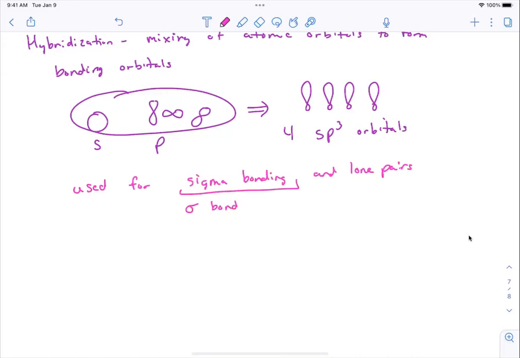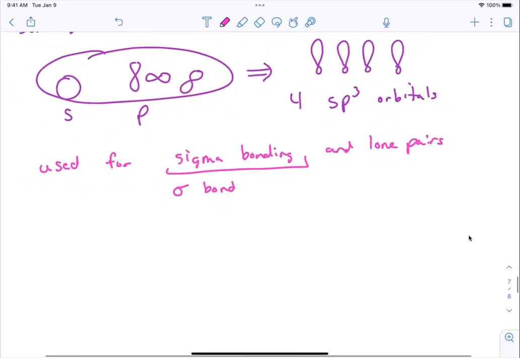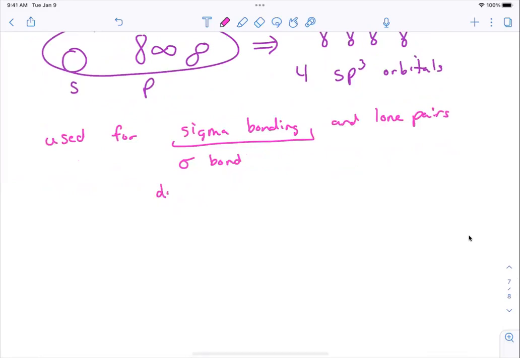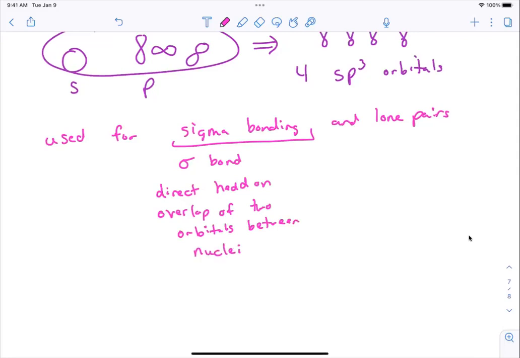A sigma bond, written like this with the Greek letter sigma, that's a sigma bond. Is the direct head-on overlap of two orbitals between nuclei. So a sigma bond is the first bond between two atoms, and it happens between the two nuclei of the atoms in question. So this bond is taking up the space in between the two nuclei.